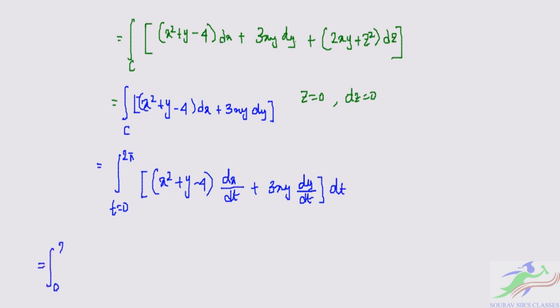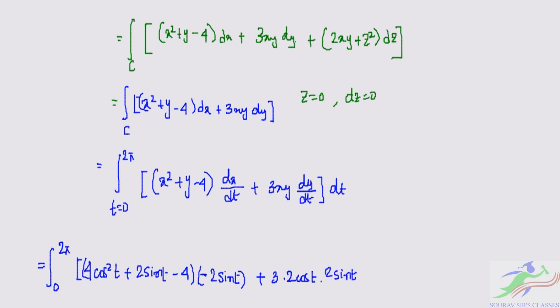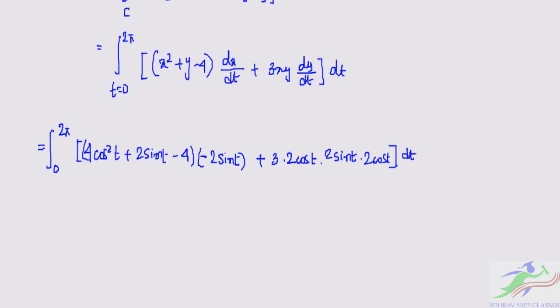Now the integral from 0 to 2 pi. This is going to be (4 cos squared t plus 2 sin t minus 4) times minus 2 sin t, plus 3 into 2 cos t into 2 sin t into 2 cos t, with dt. Now solving this is simply integration.